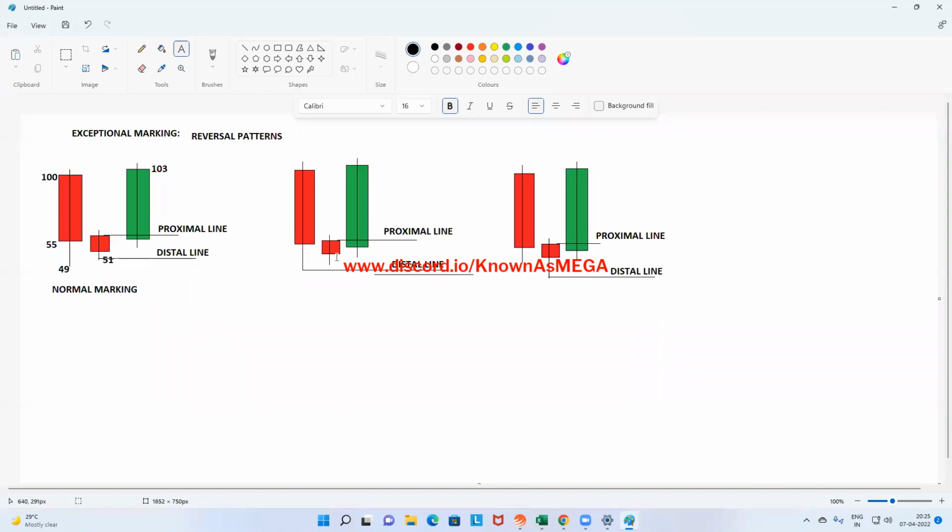In normal marking, we considered the lowest wick among all base candles only for the digital line. In exceptional marking, you will consider all three components. Whichever component has the lowest wick, you will mark that. From now on, you will only mark exceptional marking. You will forget normal marking. Regardless of the market scenario, you will always follow exceptional marking. Okay, guys?